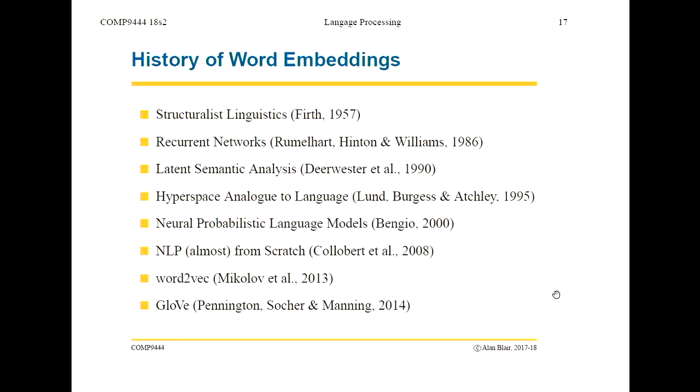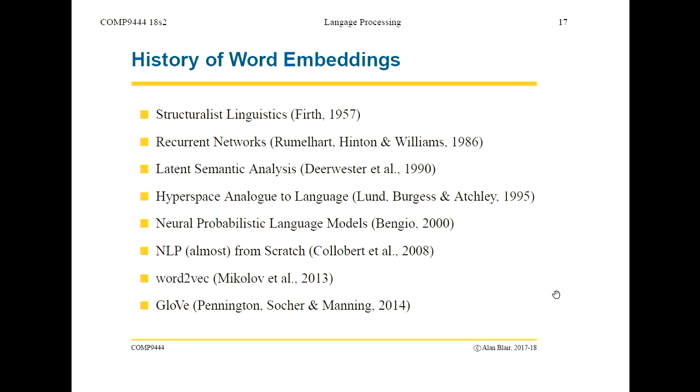And this is a slightly more detailed history. As I mentioned, these structural linguists in the 50s. We talked about these recurrent networks in the 1980s. But then the idea of actually assigning a vector to each word was first introduced in 1990 by Deerwester under the name of latent semantic analysis. And then various models building on this: hyperspace analog to language, neural probabilistic language models, Bengio. So this 2000 paper is getting quite close to the modern day approach.